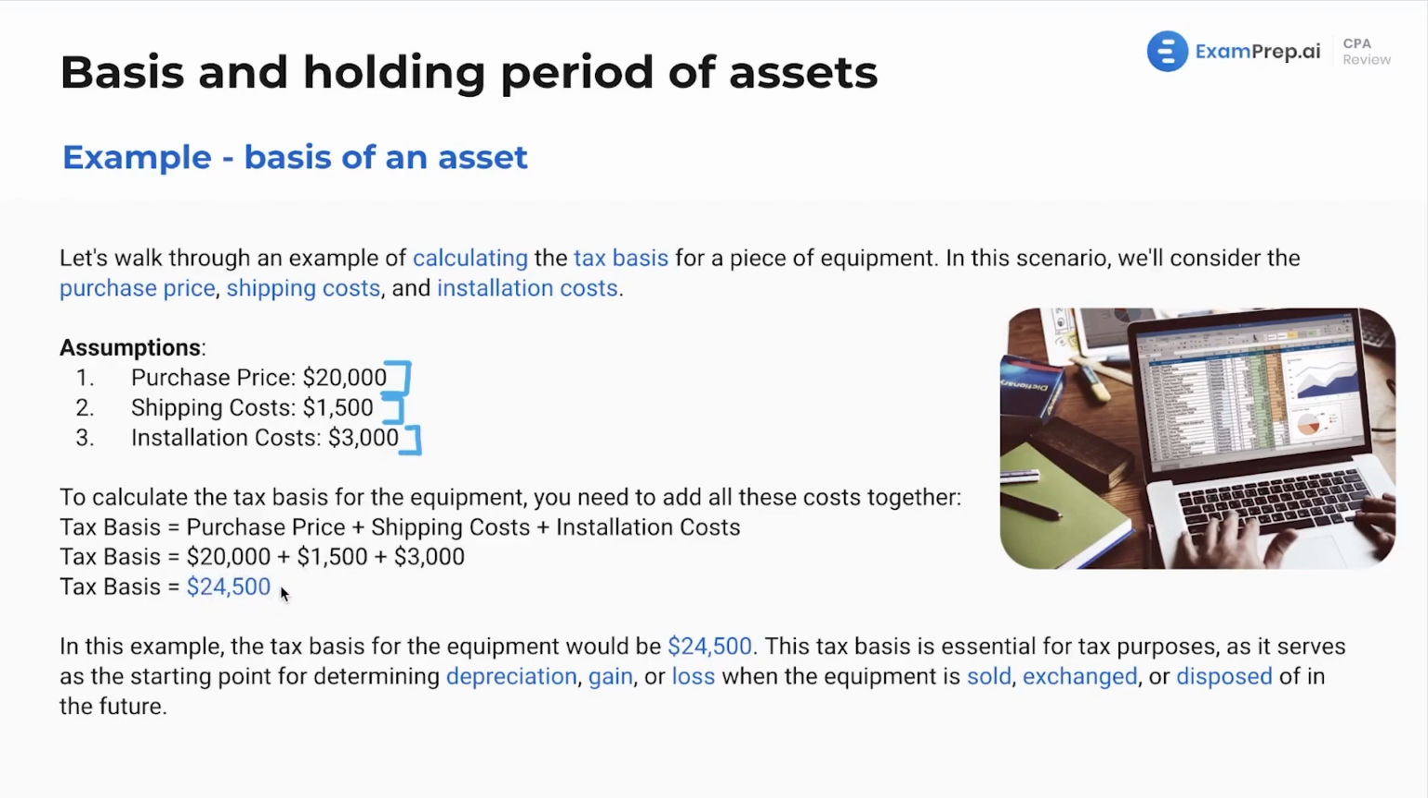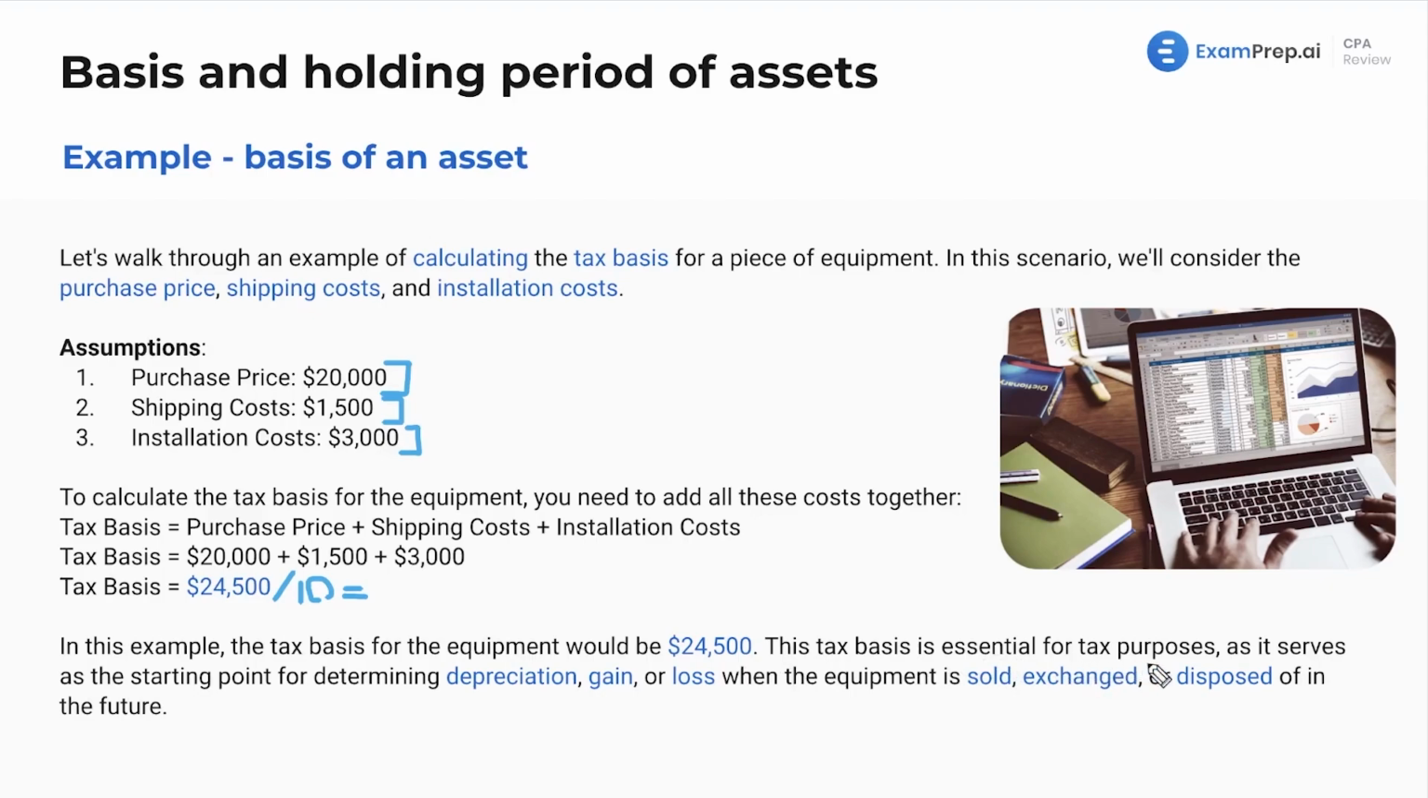And then for the purposes of simplicity, I know we wouldn't use straight line depreciation for tax purposes, but this is the amount. You would then say, let's say it's a 10-year asset, you divide by 10, and that would be your depreciation expense per year. Again, I know we use MACRS, but I am not dealing with MACRS in a simple example like this. We have a whole lesson on that as well. Now, in this example, your tax basis for the equipment is $24,500.